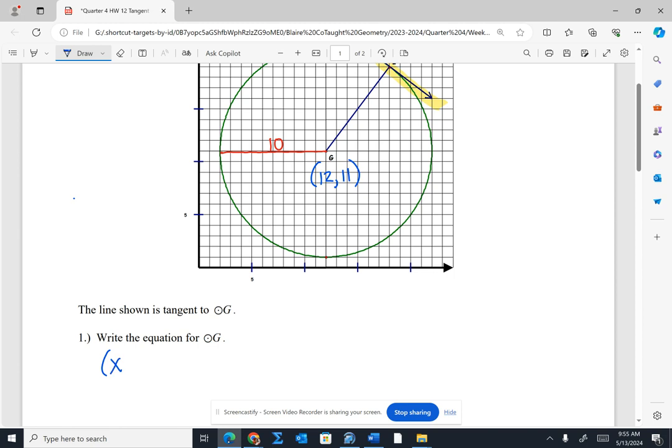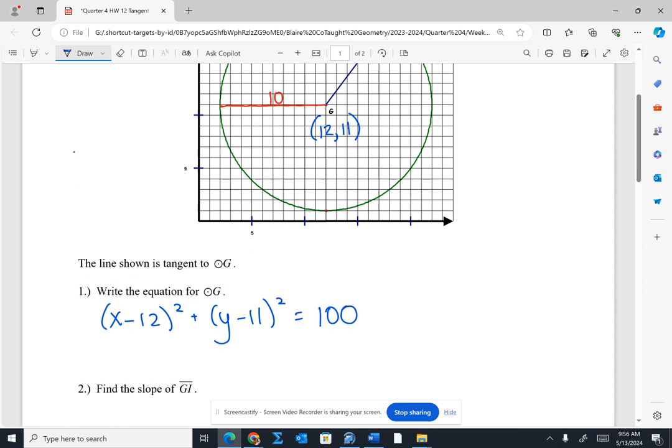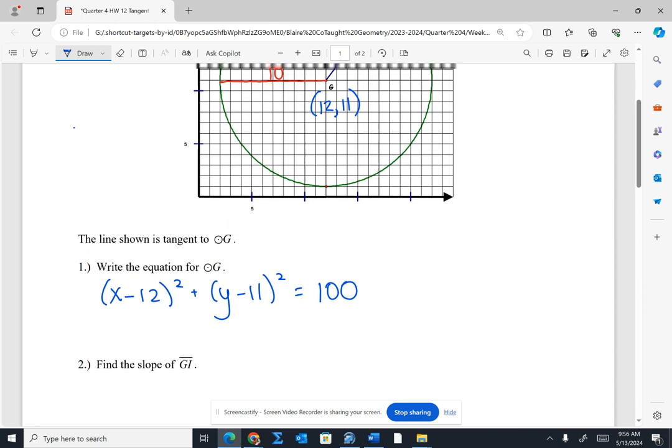So (x − 12)² + (y − 11)². I plugged the center of the circle into my equation. Equals radius squared, and the radius is 10, so radius squared is 100. All right, let's see what we're asked to find next. It says find the slope of GI.